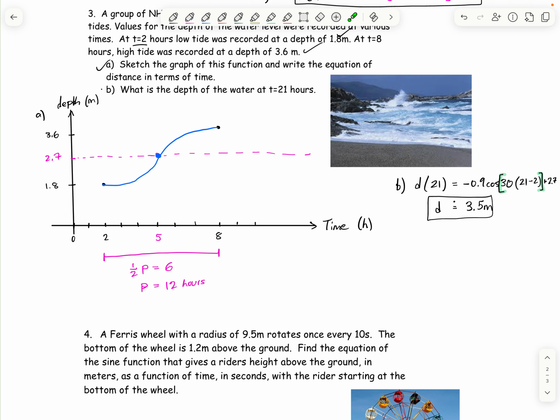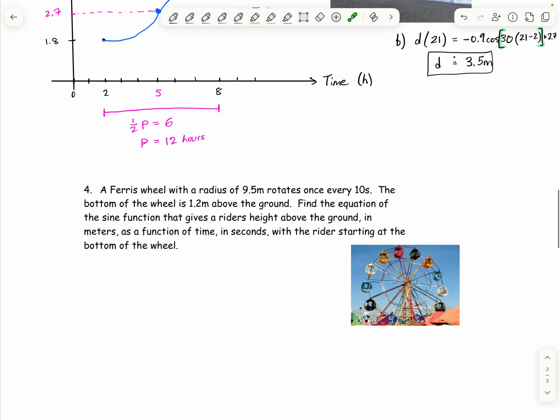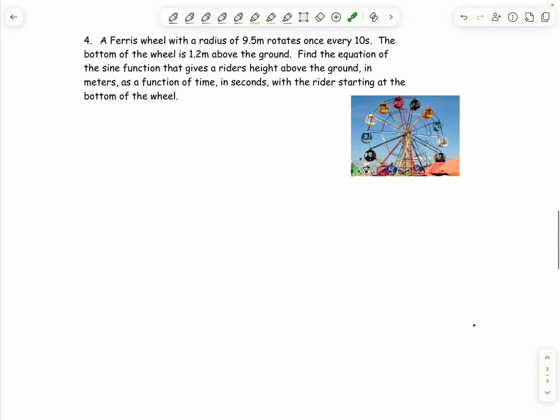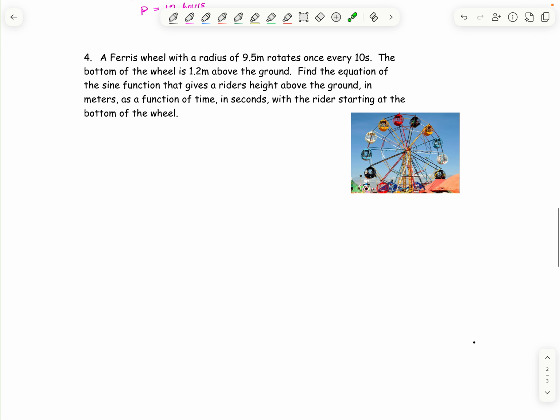Okay, let's move on. Here we are looking at a Ferris wheel problem. Problem 4 says we have a Ferris wheel with a radius of 9.5 meters that rotates once every 10 seconds. The bottom of the wheel is 1.2 meters above the ground. Find the equation of the sine function that gives the rider's height above the ground in meters as a function of time in seconds, with the rider starting at the bottom of the wheel.